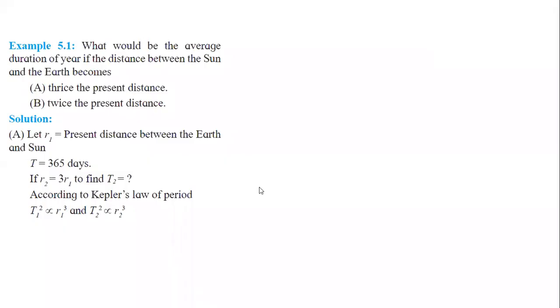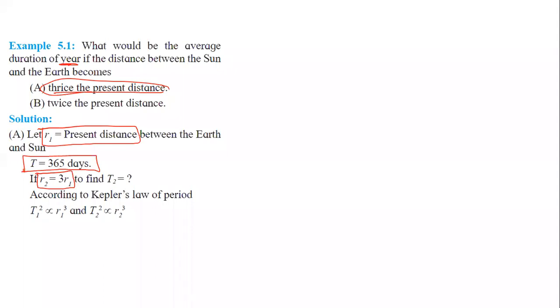Now this is example 5.1. It is a solved example. What will be the average duration of a year if the distance between Sun and Earth becomes thrice the present distance? If we make the distance thrice, then obviously the distance is increased, then the period is also increased. It is greater than 365 days. Now the initial period is 365 days. So R1 is the present distance we consider. R2 is what? It is thrice. So R2 is thrice R1.